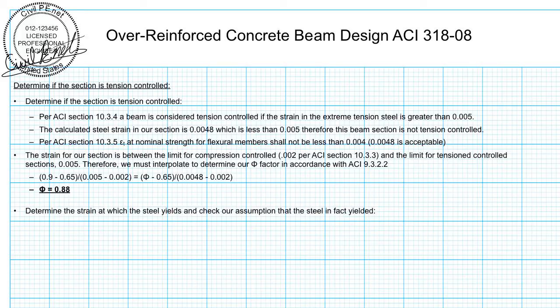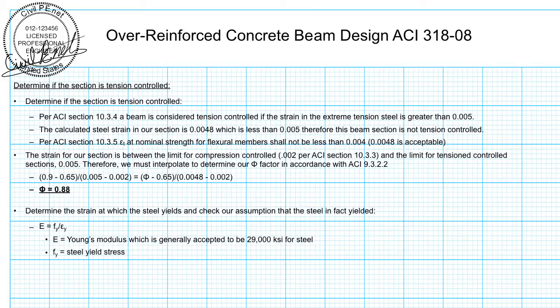So now we need to determine the strain at which steel yields and check our assumption that our steel in fact yielded. Like we did previously, using Young's modulus, we figure out the strain at which our steel yields, and we'll come up with that strain of 0.00207.